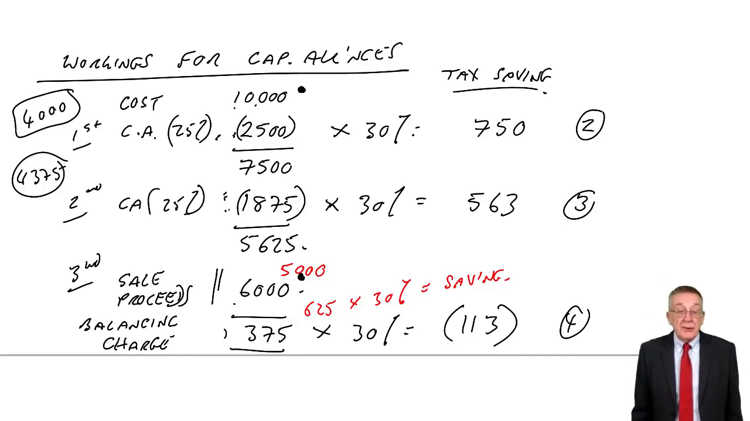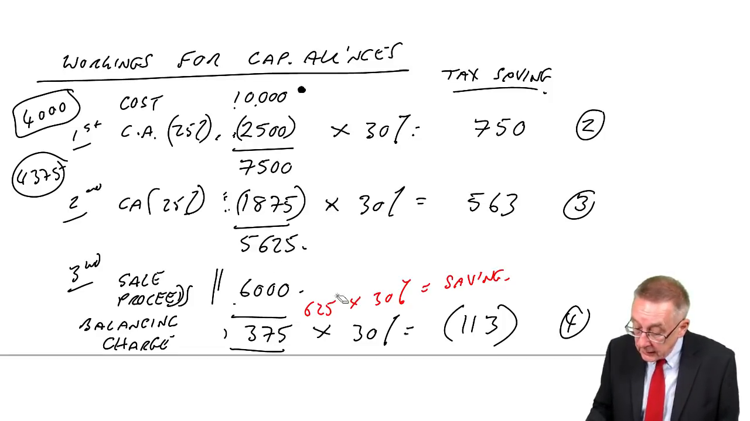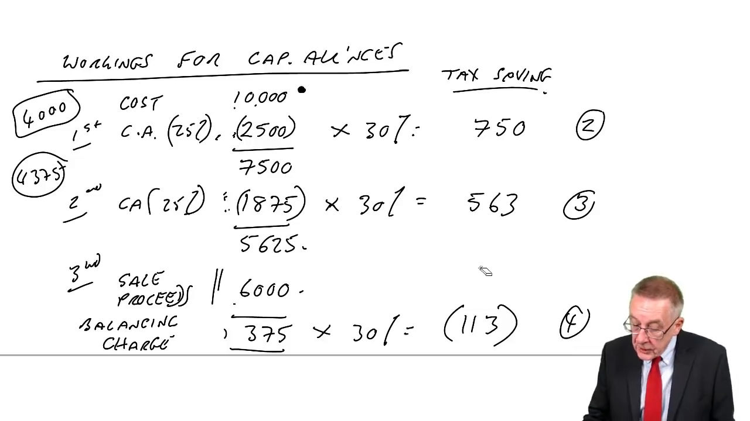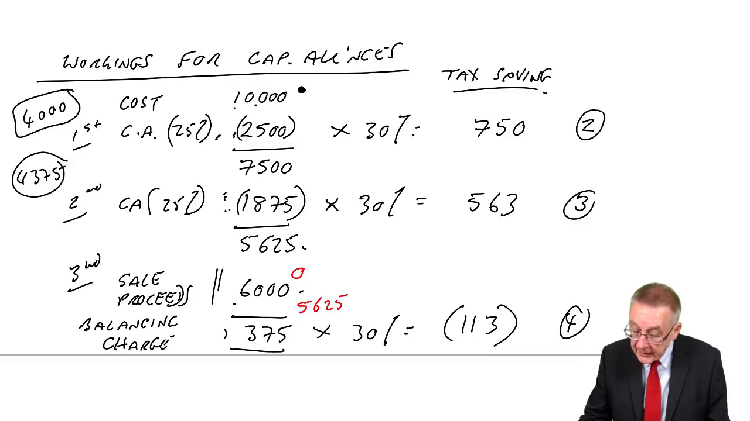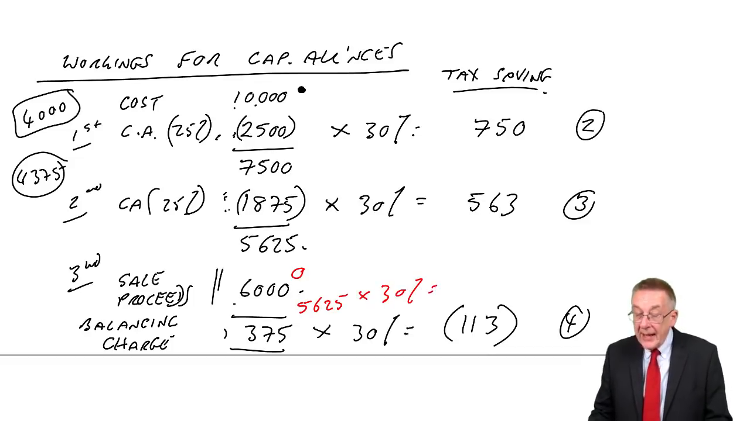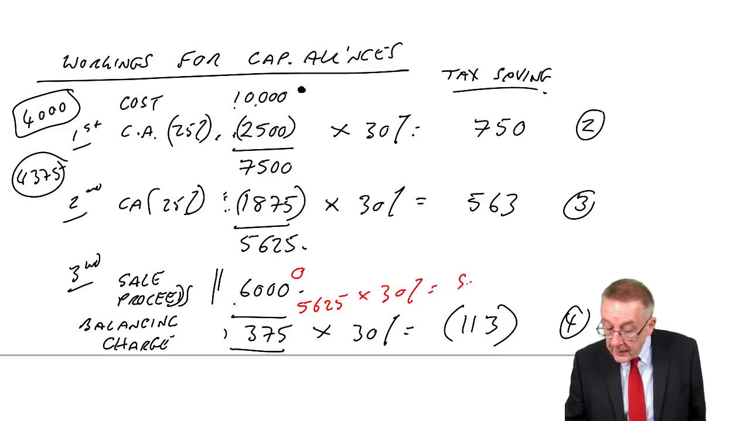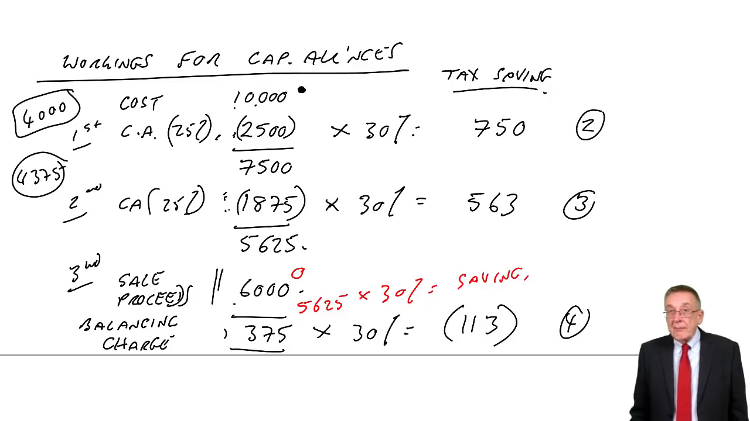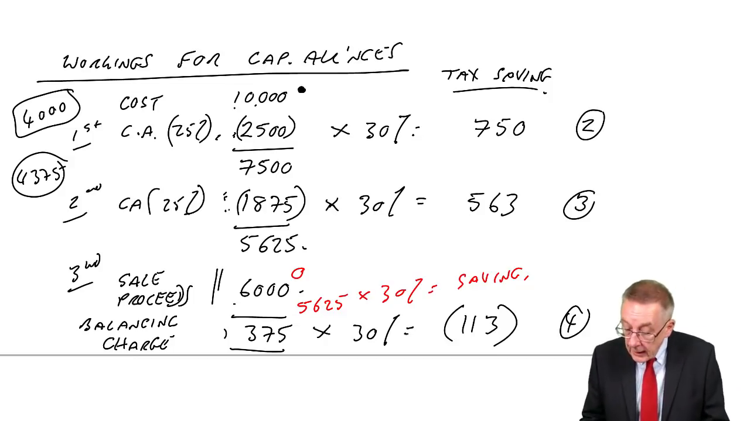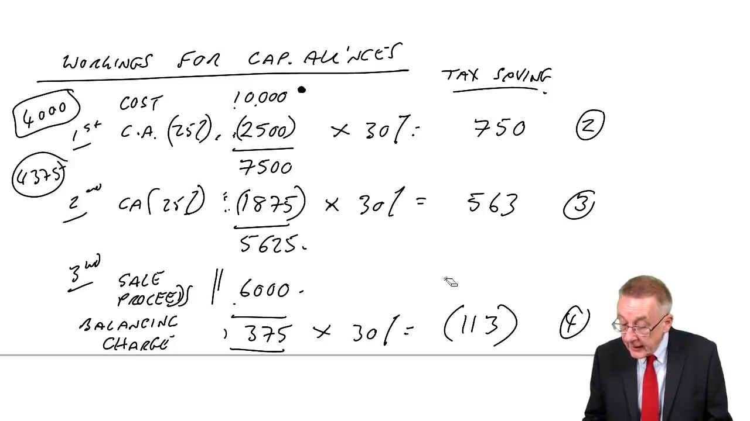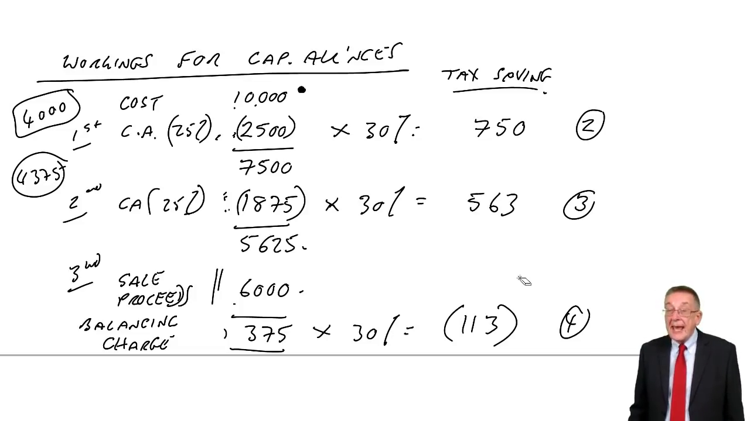If there's no mention of a scrap value, then there isn't one, in which case it's zero. So if the scrap proceeds were zero, the difference is 5,625. Well, that again would be a balancing allowance. We've not had enough allowances. And so it would be another saving. So think about that a bit the right way around. Here again, the proceeds were higher than the tax value. So instead of saving tax, we'll be paying extra tax, again at 30%.